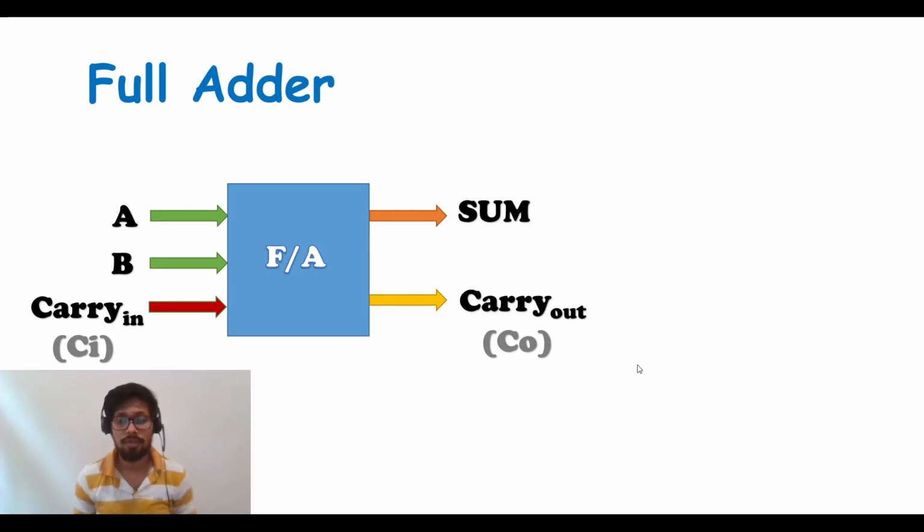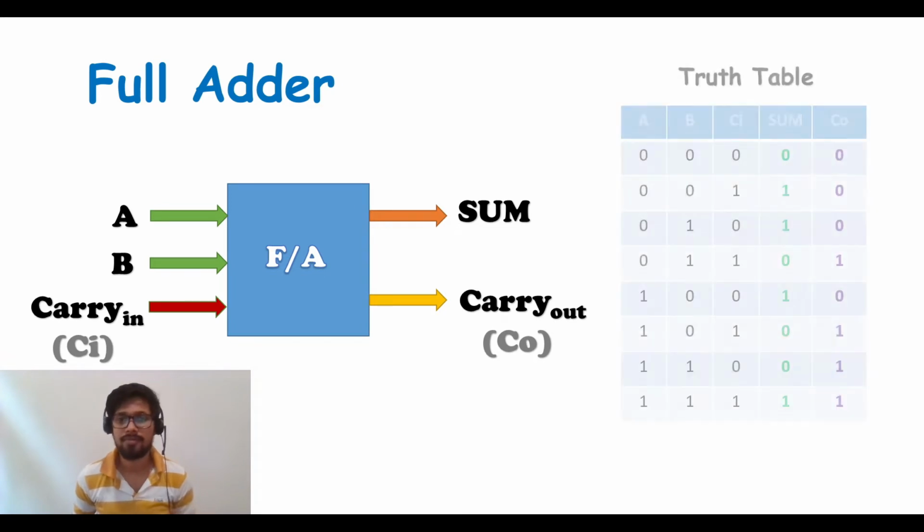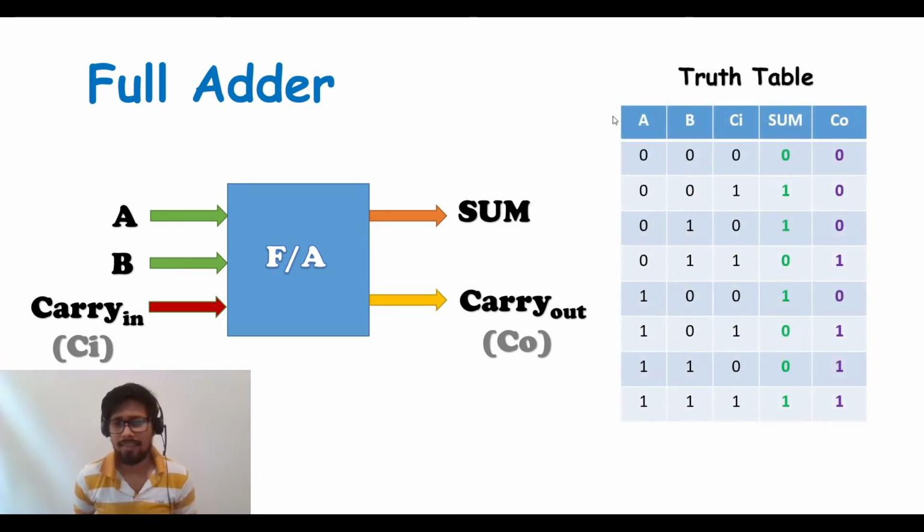Let's see the truth table of this full adder. You can see there are three input columns and 8 rows, because with 3 inputs, 2 to the power n gives 8 rows. These are the output columns, sum and carry out. The simple process is A and B added together and then Ci added to it. Likewise, you can understand all additions in this truth table.